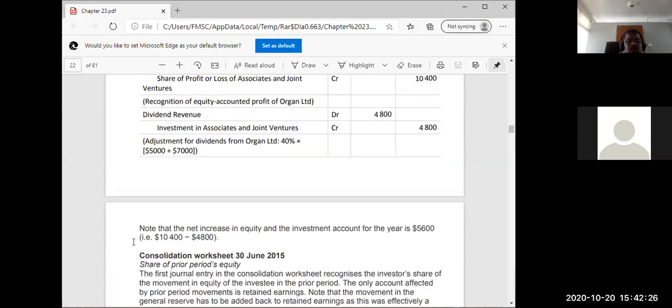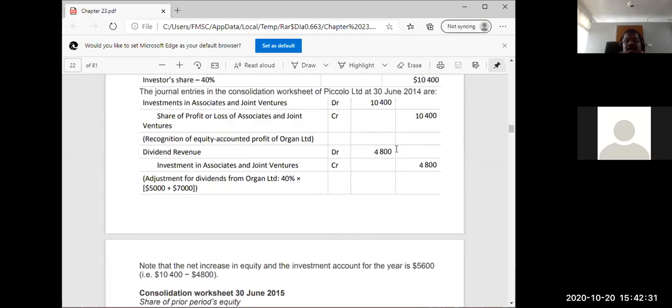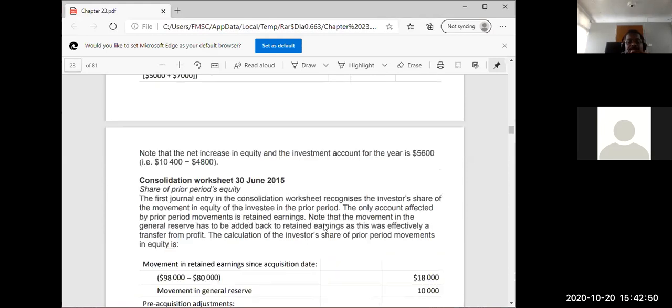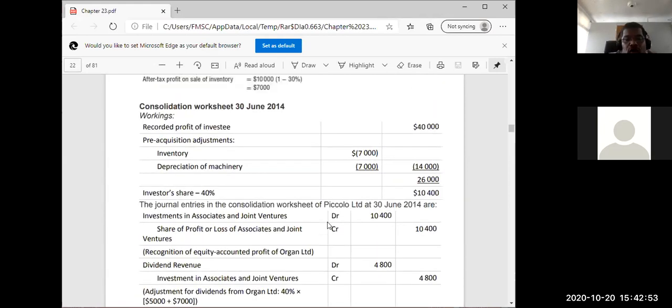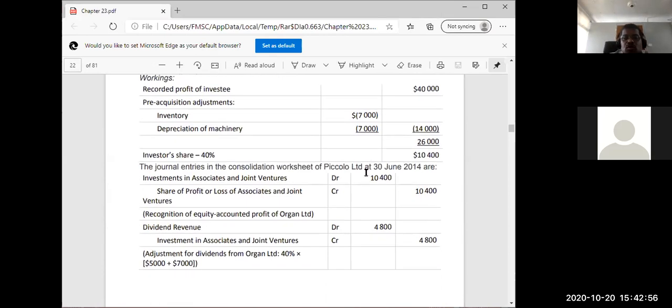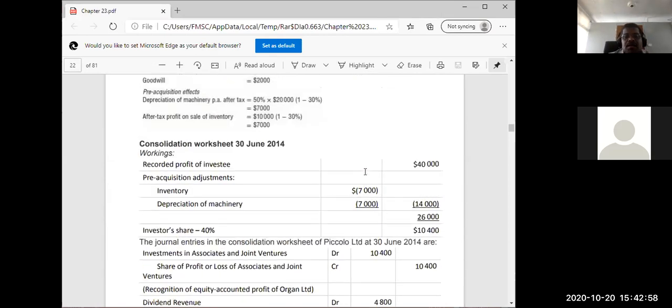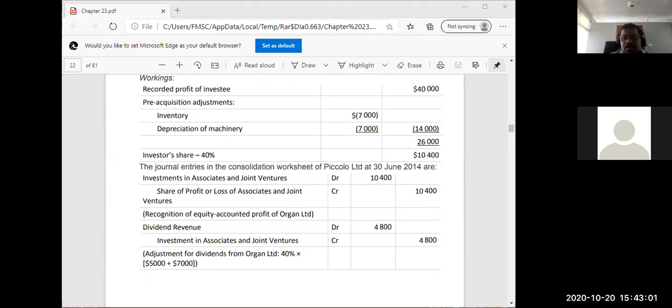So the net increase in net assets is basically 10,400 minus 4,800. That is the story. Is it clear? Okay. So how do you show it in the books of the investor's consolidated financial statement, which will be like this.